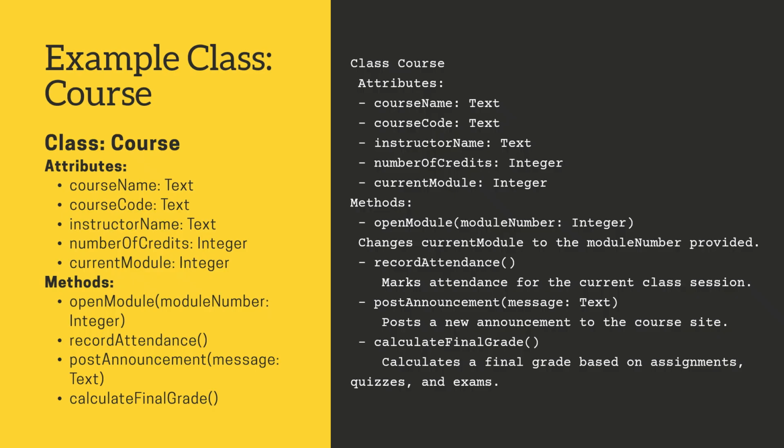Now, before we wrap it up, I want to give you one more example. Like I said, I really want you guys to understand this concept. So let's look at a course class, to reinforce again the attributes and the methods. Think about this class you're in now. For attributes, you've got a course name, a course code, an instructor name, the number of credits, and the current module.